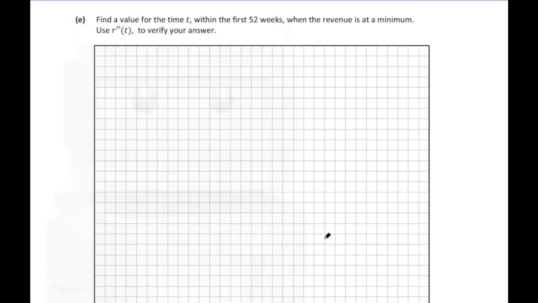So the last part here, part E, says find the values of time t within the first 52 weeks when the revenue is at a minimum. That is a key word that you should associate with the process. So the process that we should have in our heads is that when we're at a minimum, we need to differentiate, and that differential, the first derivative, is equal to 0.